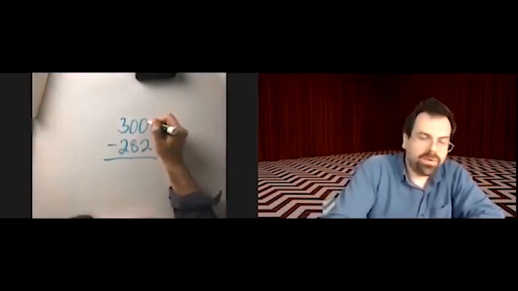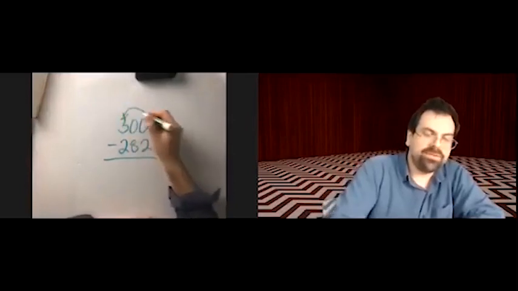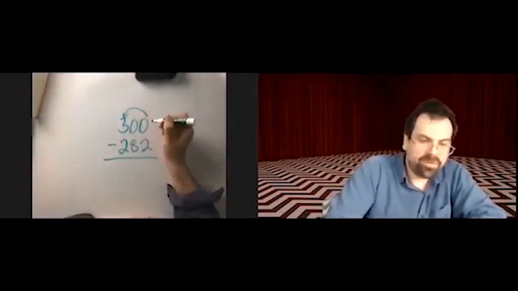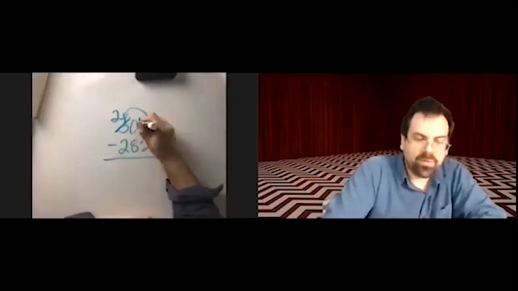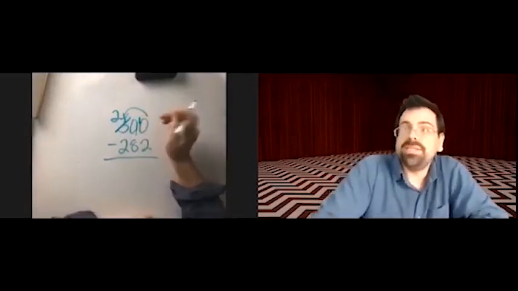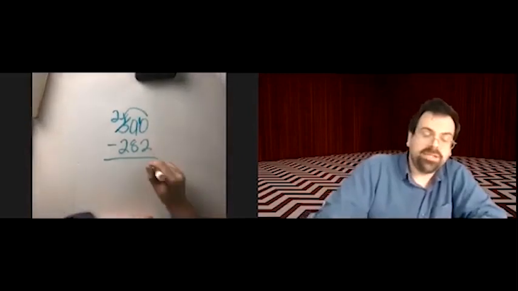We need to borrow. We can't borrow from the 0, so we skip over it. We borrow from the 3. Turns the 3 into a 2. This becomes a 10 like we want, and the 0 we jumped over becomes a 9. 10 minus 2 is 8.